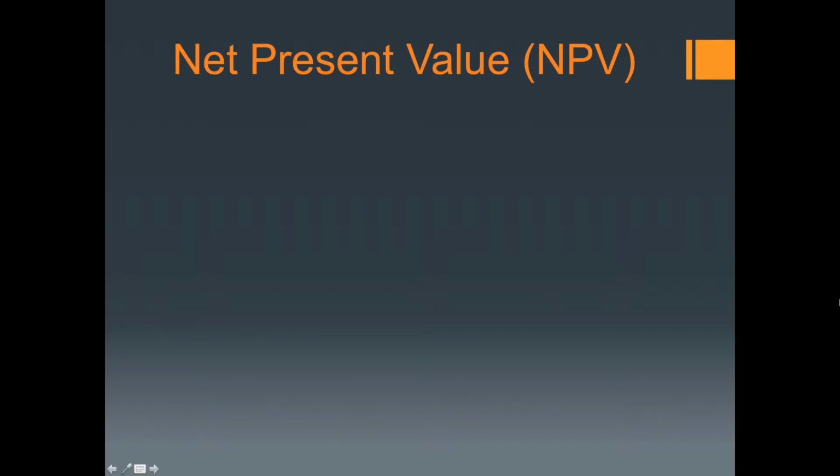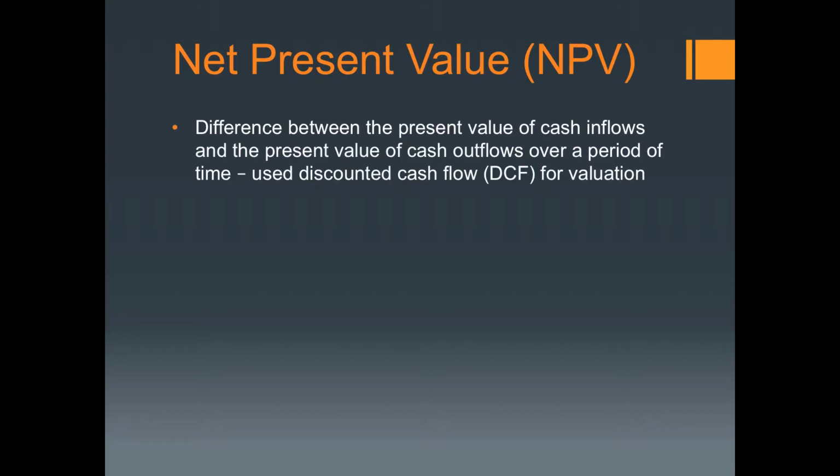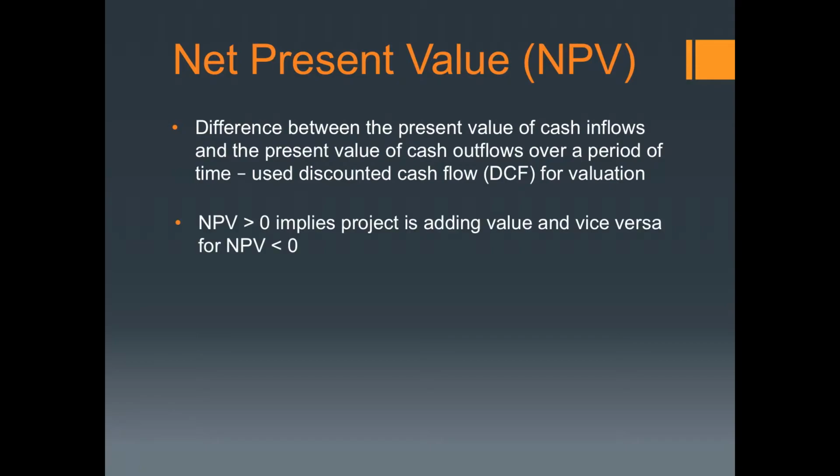Alright guys, so the first concept we're going to learn is called the net present value concept, or the NPV. Now, in simplified terms, the NPV is the difference between the present value of your cash inflows and the present value of your cash outflows over a period of time. And the way this concept works is that it utilizes the discounted cash flow approach for the valuation of a specific project. Now, what does the NPV actually mean?